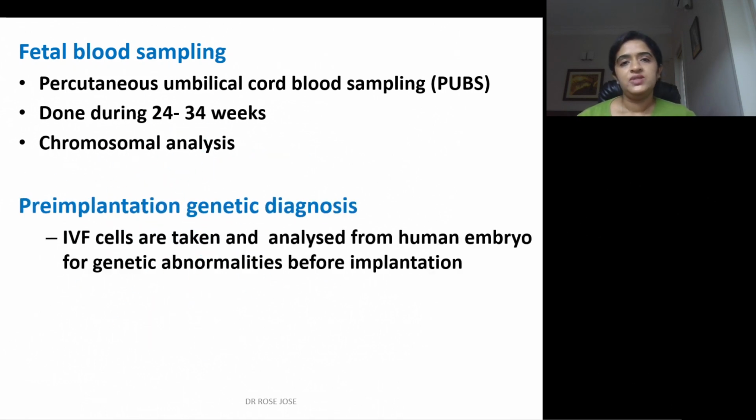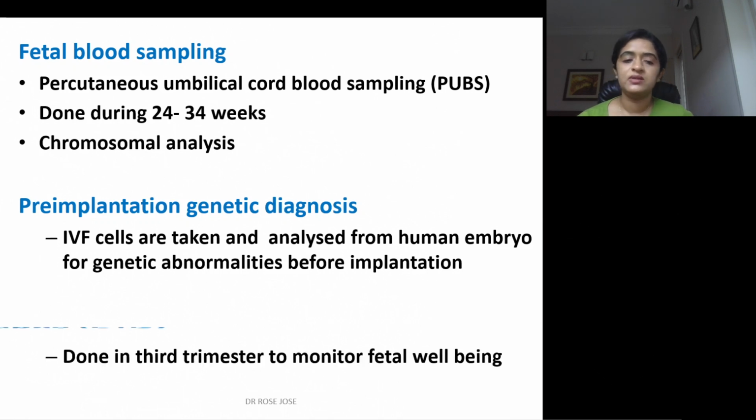Then another investigation is pre-implantation genetic diagnosis. This was once asked as a short note for UG as well as PG, I guess. So what do you mean by pre-implantation genetic diagnosis? You have the cells from the in vitro fertilization. You will take it and analyze it to detect the genetic abnormalities so that if it is genetically deformed, you need not implant it. Thereby you can prevent the birth of a genetically abnormal individual. So that is the importance of pre-implantation genetic diagnosis.